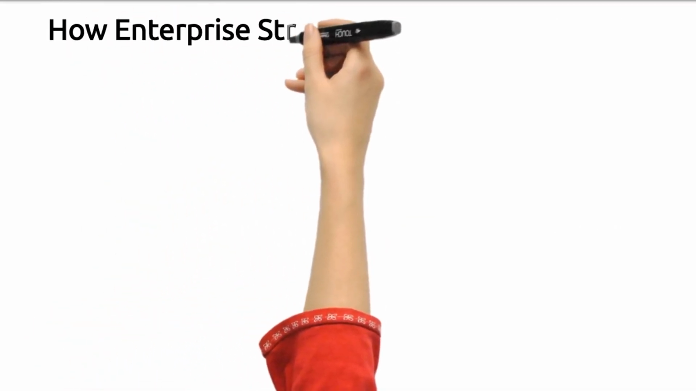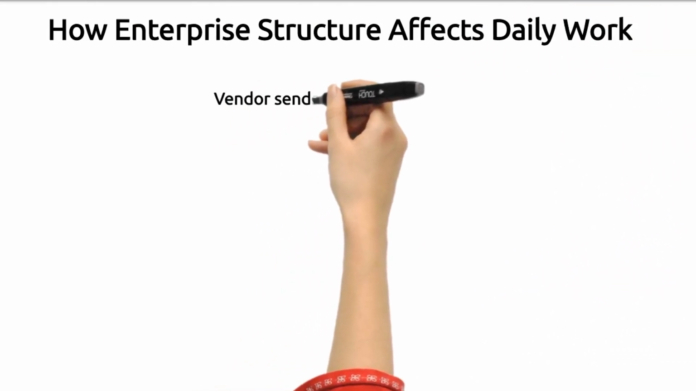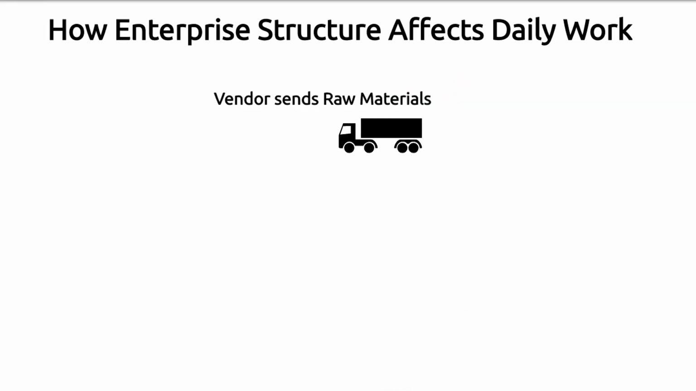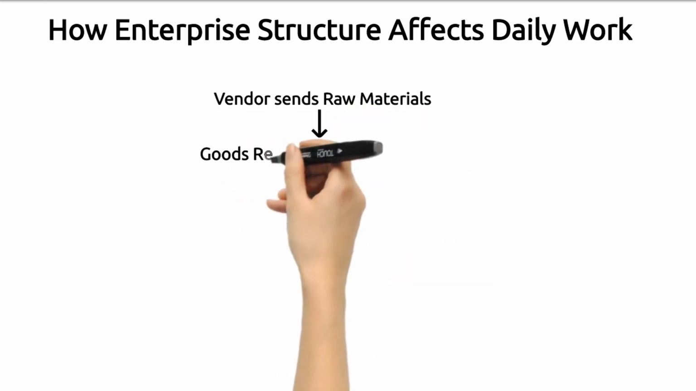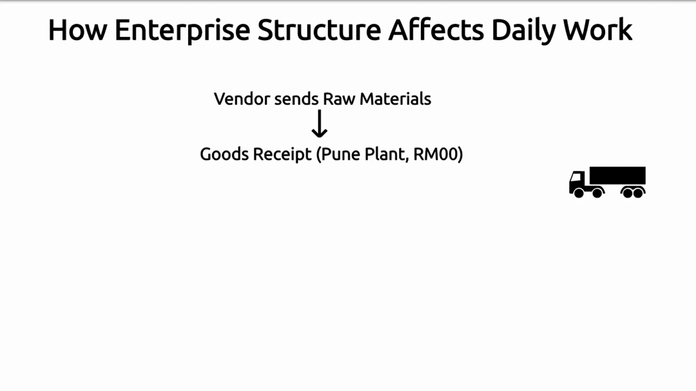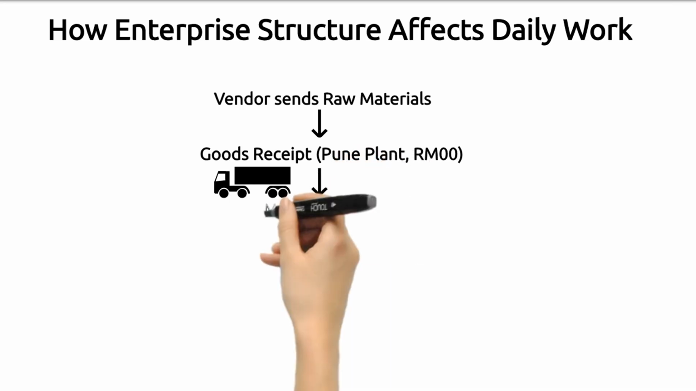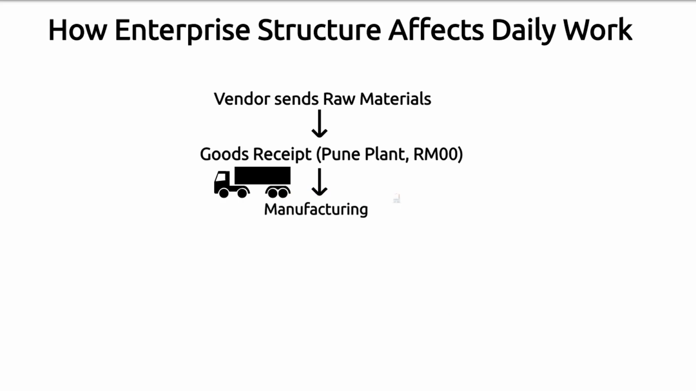Let me show you why this structure matters in real work. Here's a typical flow for ABC Consumer Goods. Step 1. A vendor delivers raw materials. Raj creates a purchase order, PO, specifying company code 1000, plant Pune 1100, storage location RM00. Step 2. When goods arrive, Raj does a goods receipt, GR. SAP records this in Pune plant, RM00. Now the inventory system knows: we have 1000 units of material X in Pune, RM00.